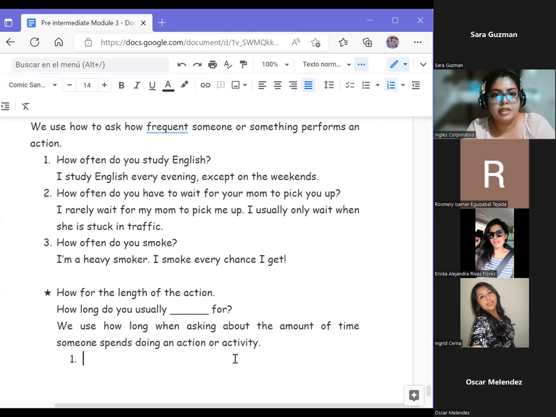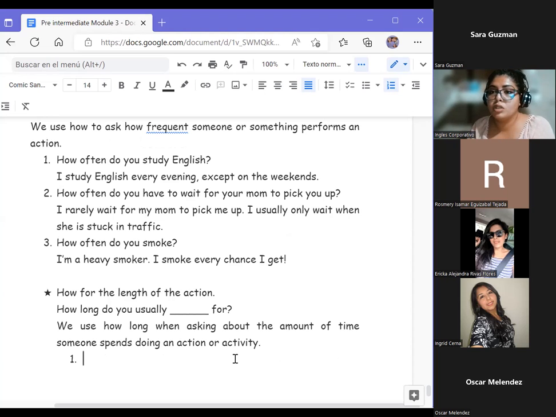So we have the following question. How long do you study English for every night? In this case, it's like the first one: how often do you study English? In this case, how long do you study English for every night? ¿Qué tanto tiempo o cuánto tiempo te lleva estudiar inglés? In that case, you can use it like that.